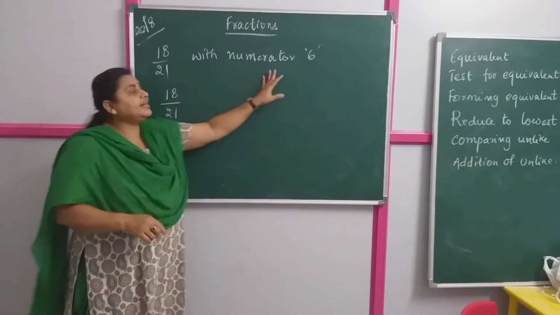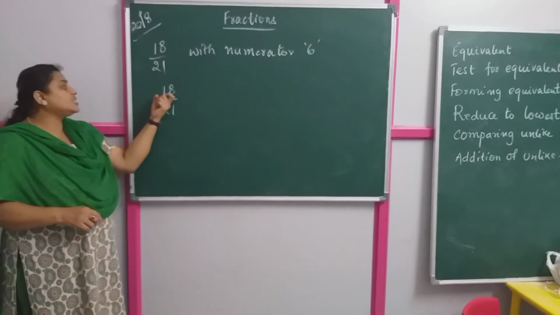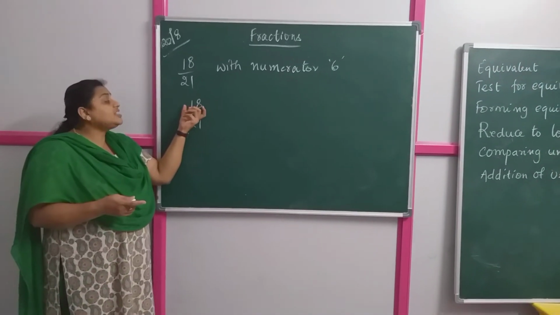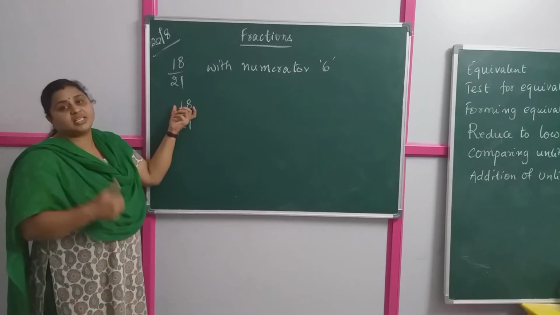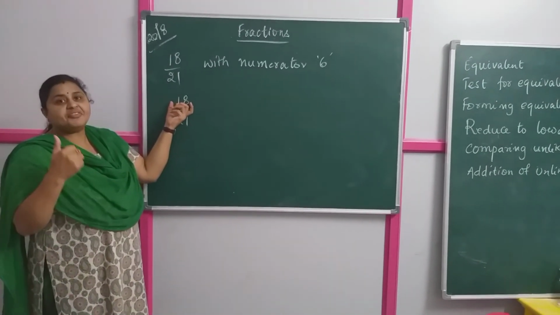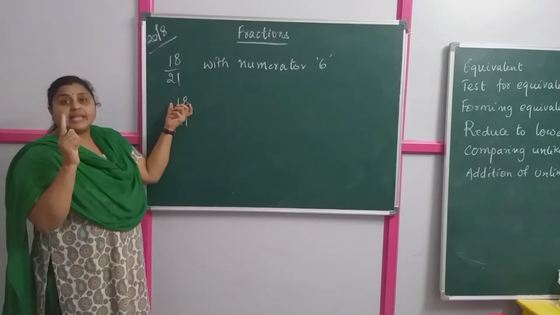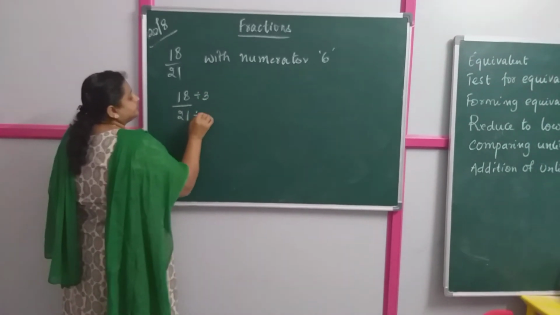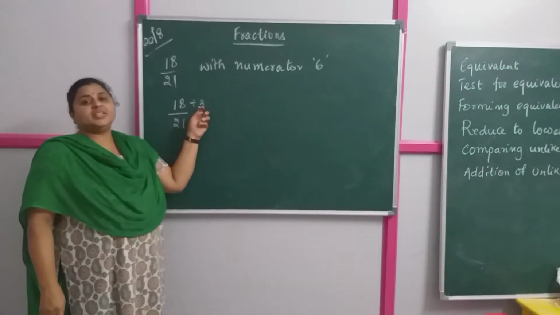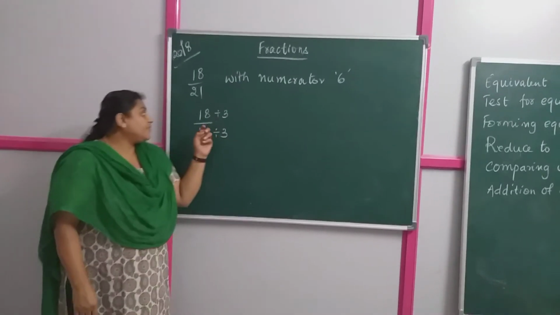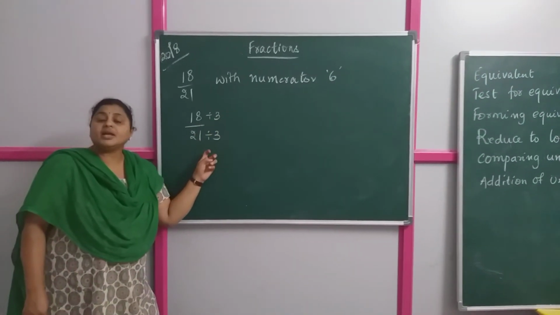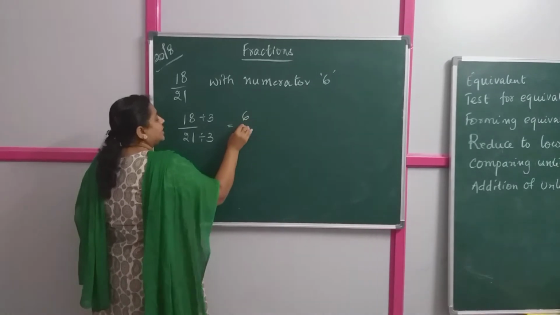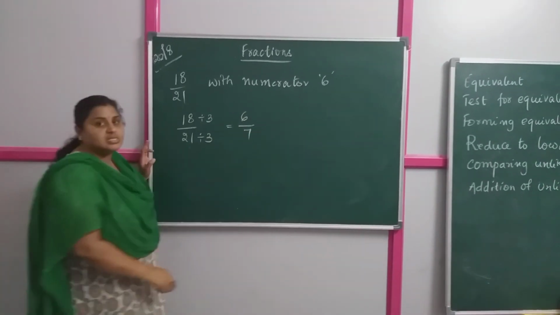Now we have a numerator 6. In order to make the numerator 6, first check which number is in the numerator, 18. Next, with which number if we divide 18 do we get 6? That you have to find out. So 18 when divided by 3, we will get 6. When I am dividing 18 by 3, the same number I should divide the denominator by also. Now, 18 divided by 3 is 6. 21 divided by 3 is 7.